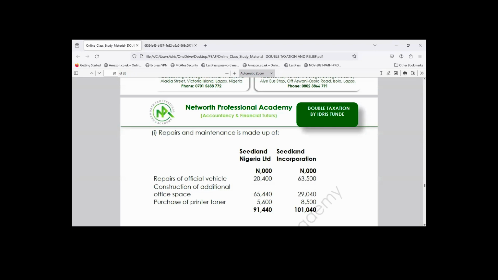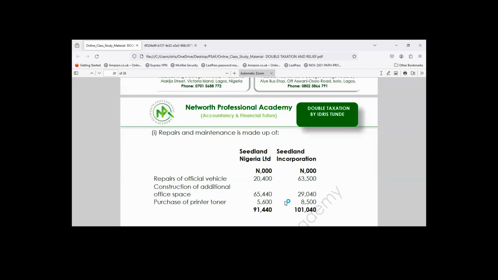Construction of additional office space. Why is it disallowed? But it's capital in nature, sir. Yes, any expense that is capital in nature is going to be disallowed. Repair of official vehicle is allowed. What about purchase of printer toner? It is allowed. The purchase of printer toner is allowed. Then if the question writes purchase of printer, it is disallowed, because a printer is an asset, a capital expenditure.